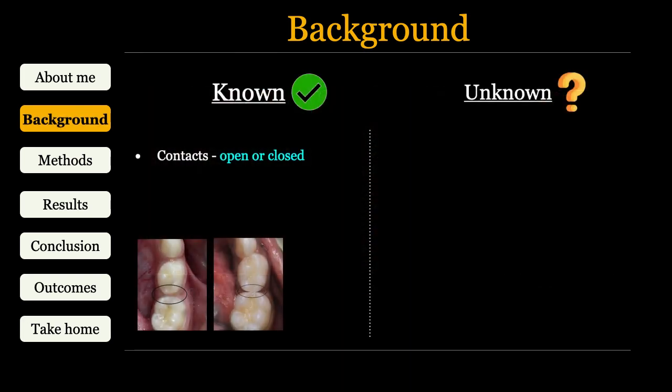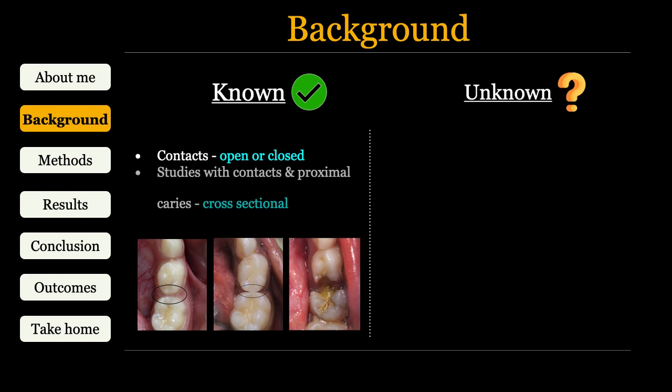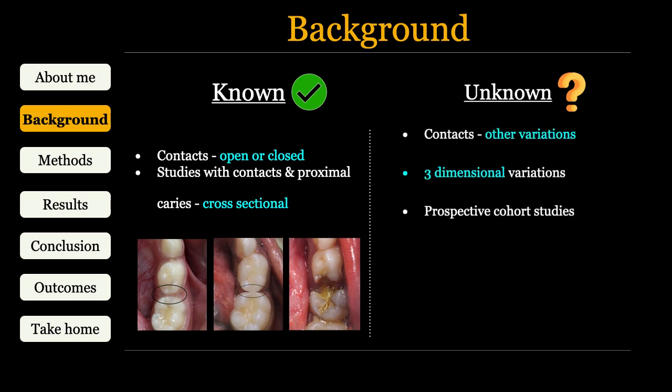So first, let's start with what is known. Contacts have already been classified as open or closed, as you can see in both the pictures. The previous studies that have been done have classified contacts and proximal caries, but they were all cross-sectional in nature.